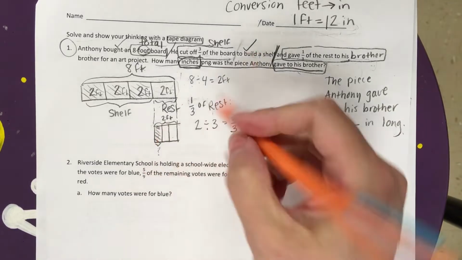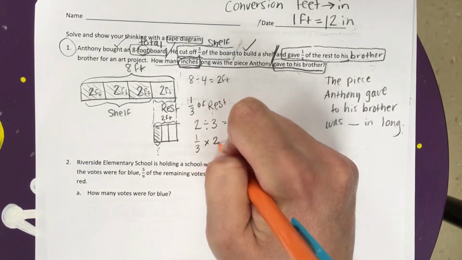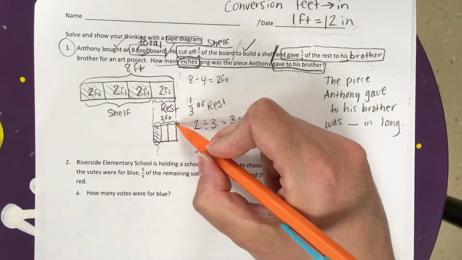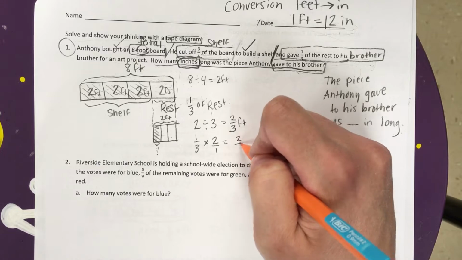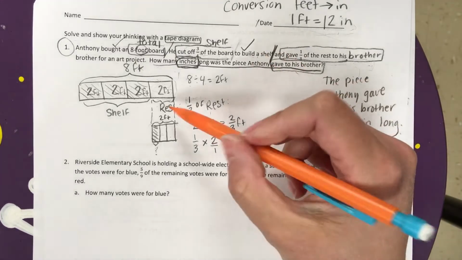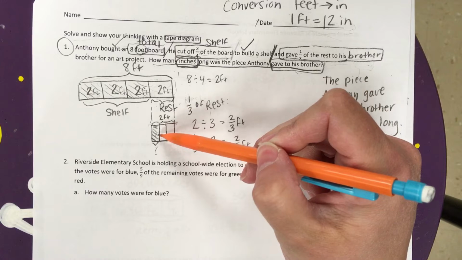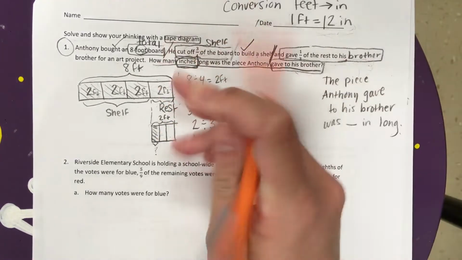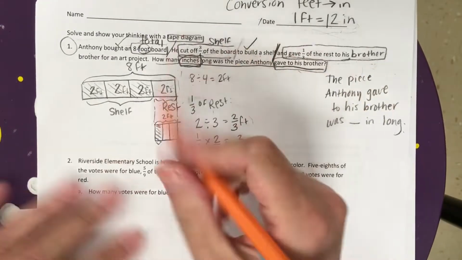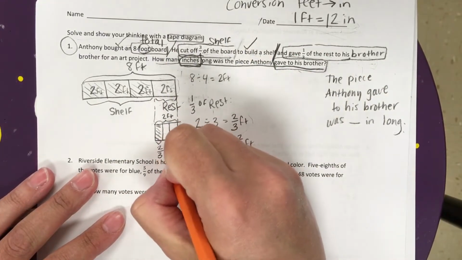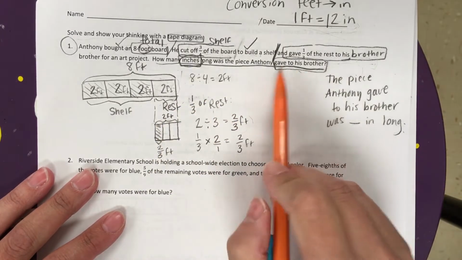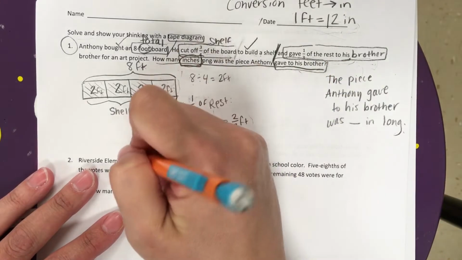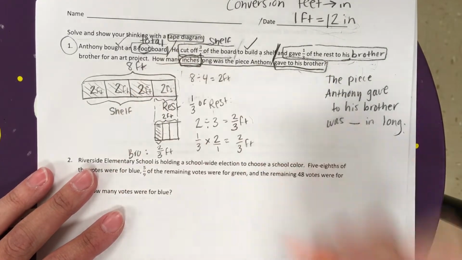You also could have looked at this as 1/3 of 2 whole feet, right? If I looked at that as 1/3 of 2 whole feet, I would still get 2/3 foot as my answer. So whether we look at this as a fraction of the whole amount or using division to solve it, we still get 2/3 feet here. So I'm going to erase my question mark here, and I know that he gave 1/3 of the rest to his brother. What he gave his brother is 2/3 feet.